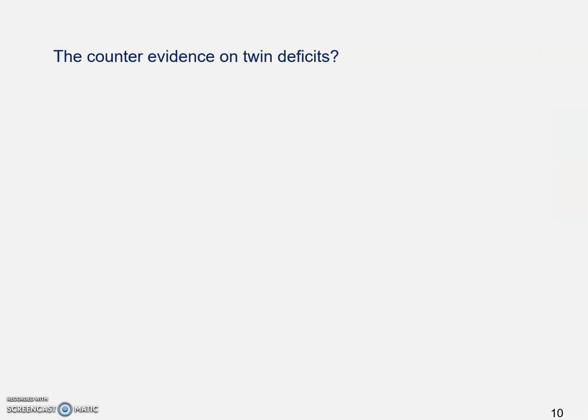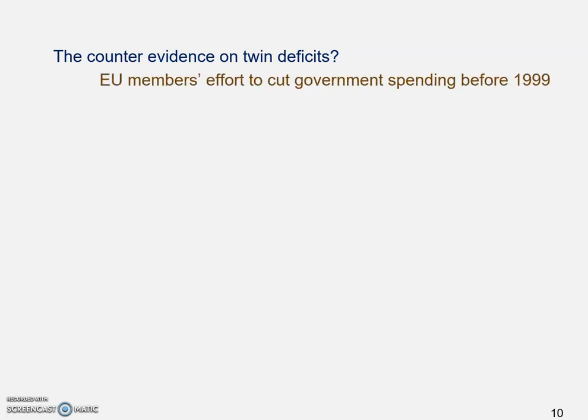All right. We just checked out a piece of evidence which supports the twin deficit hypothesis. But we would also find some counter evidence. In other words, we find it's not always true. It's not always consistent with the real world data.